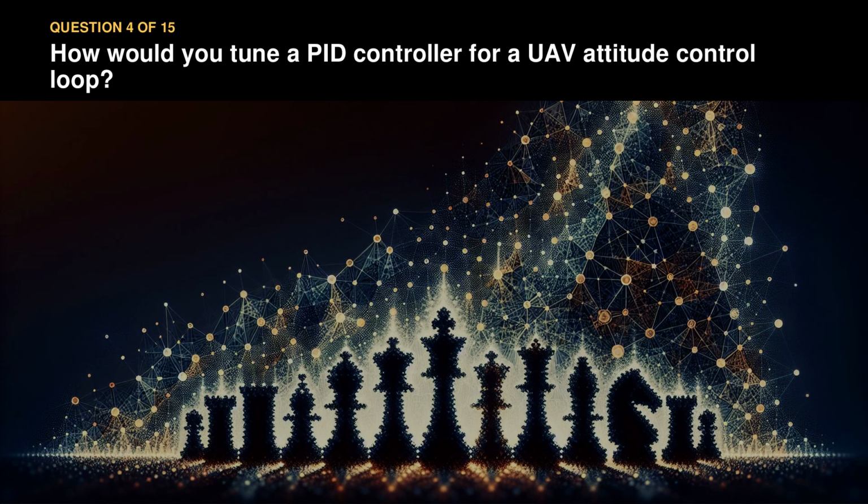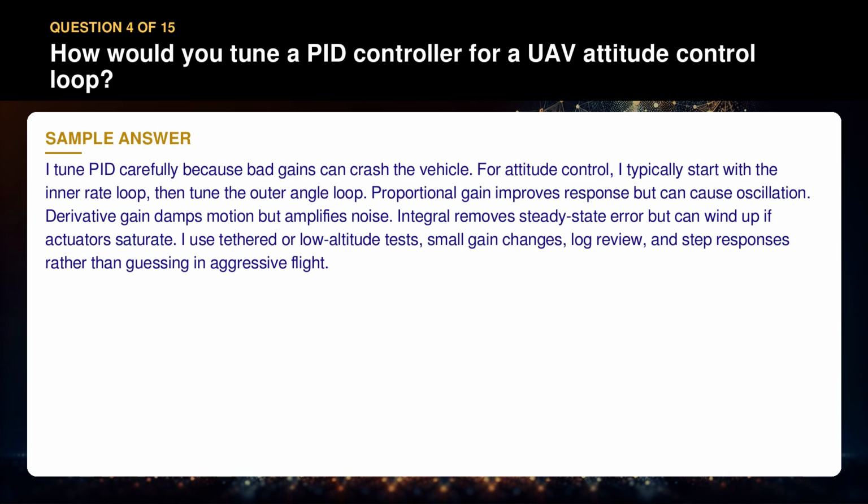Question 4. How would you tune a PID controller for a UAV attitude control loop? I tune PID carefully because bad gains can crash the vehicle. For attitude control, I typically start with the inner rate loop, then tune the outer angle loop. Proportional gain improves response but can cause oscillation. Derivative gain damps motion but amplifies noise. Integral removes steady-state error but can wind up if actuators saturate.